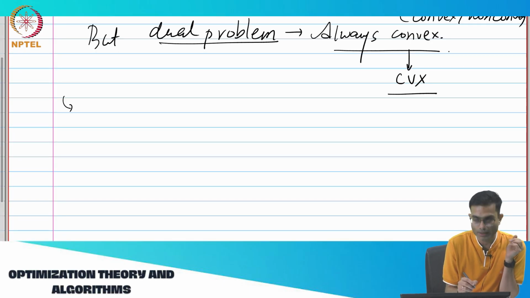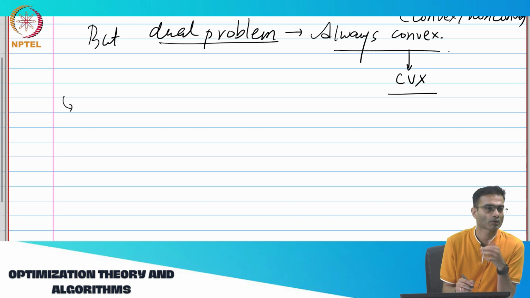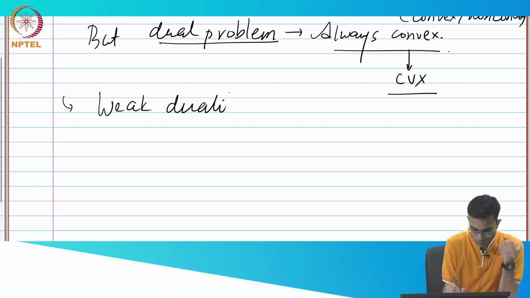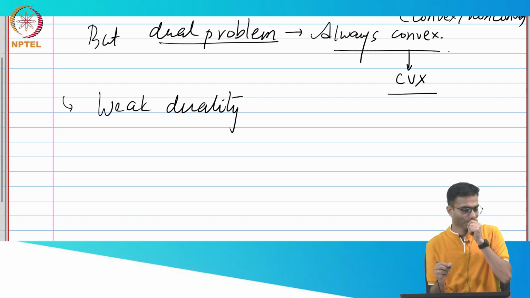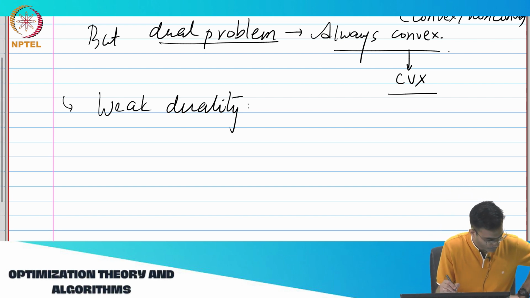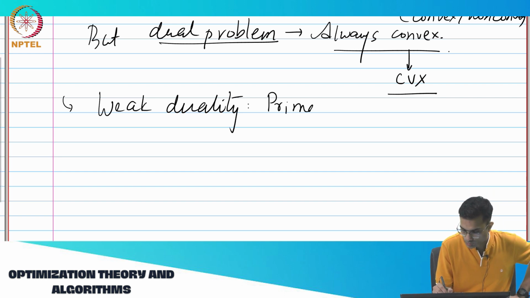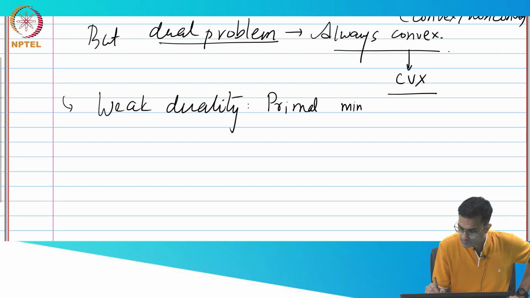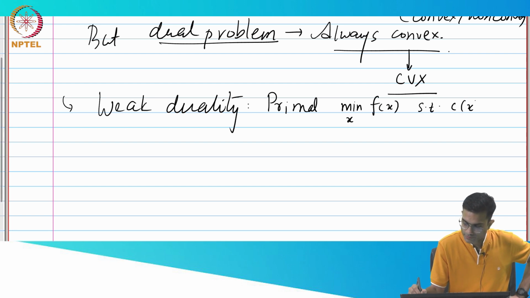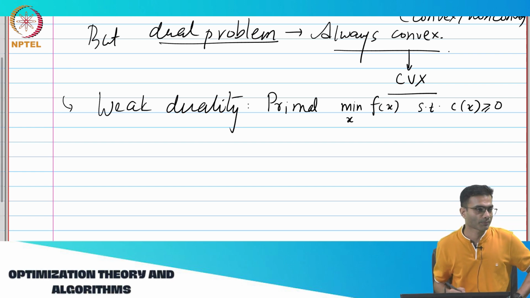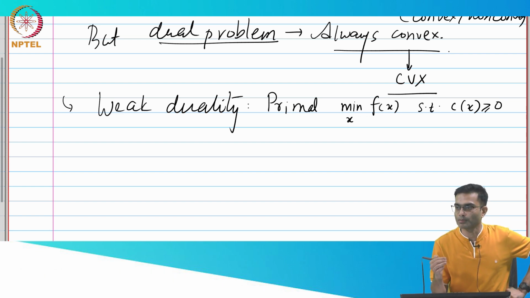This is what we study under the title of weak or strong duality. So, okay, let's just note down what the primal problem is again. It's minimize f of x such that c of x greater than or equal to 0. This is our constrained optimization problem. Now let's see what we say about the dual problem.